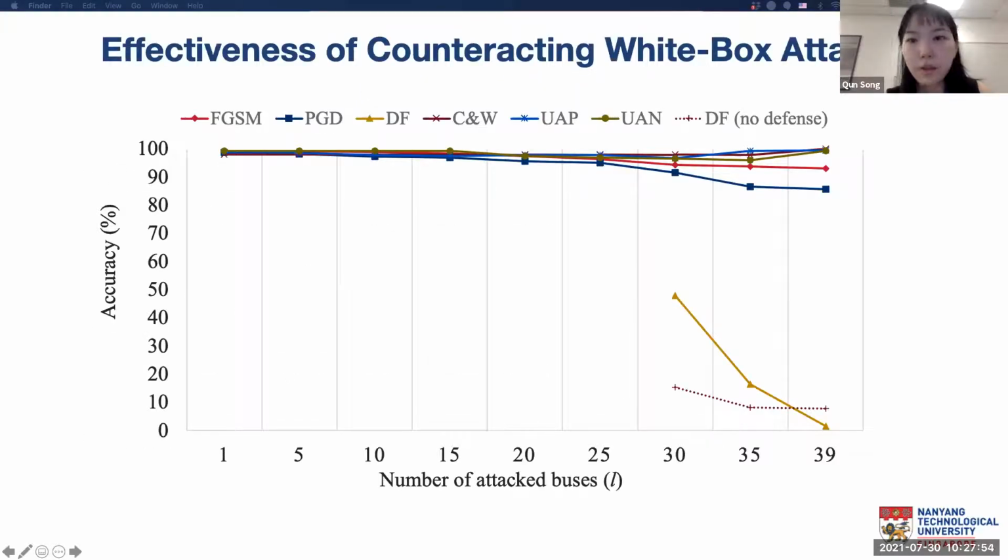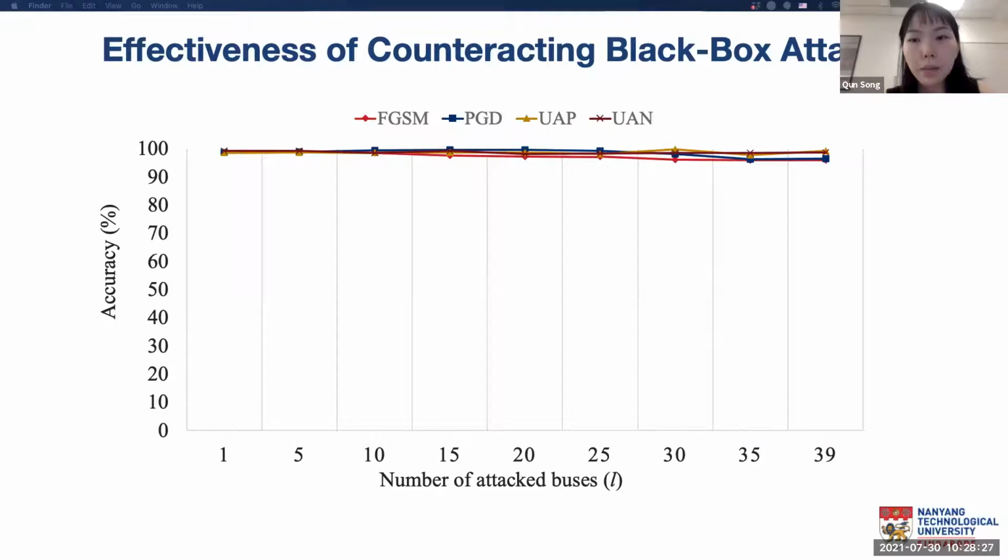This figure shows the DNN's accuracy under white box attacks with PGD adversarial training. We can see that for almost all of the attacks, the adversarial training is very effective in protecting the VSA DNN, except for the less credible DeepFool attack. This dashed line here represents the DeepFool results with no defense, and we can see that the accuracy is improved with the adversarial training.